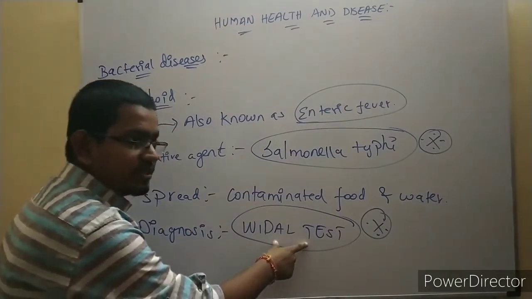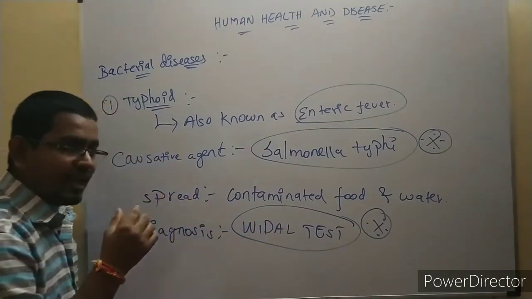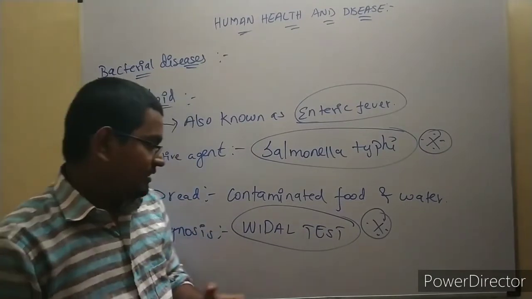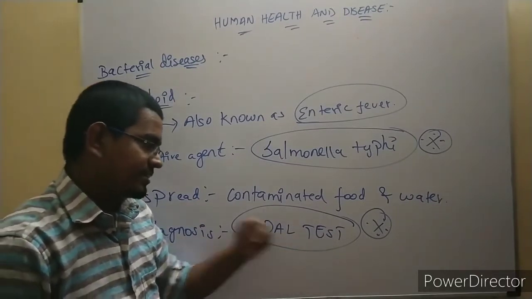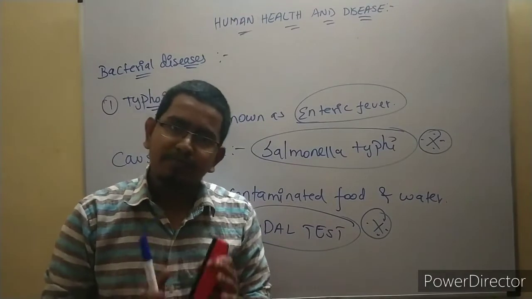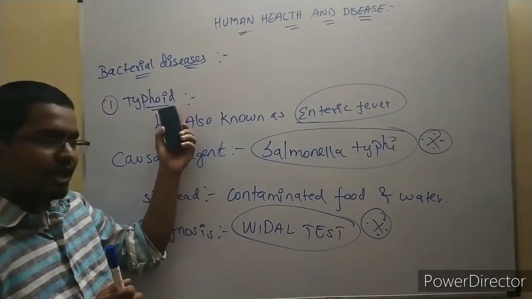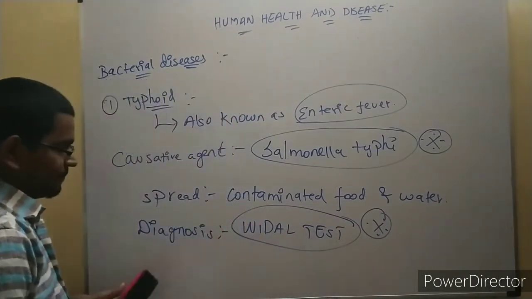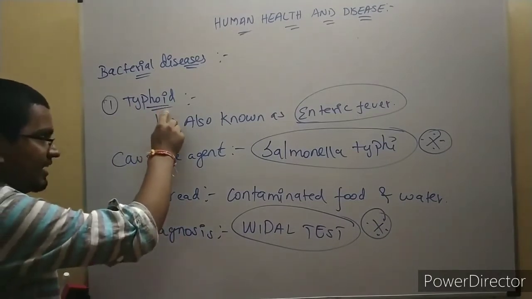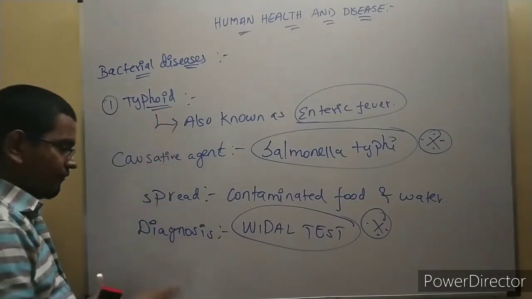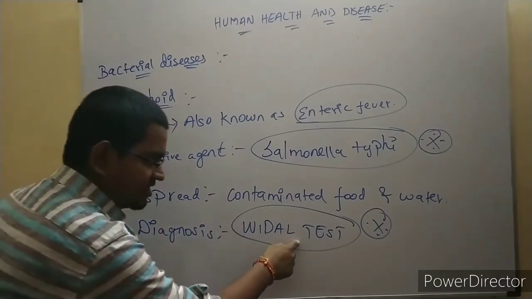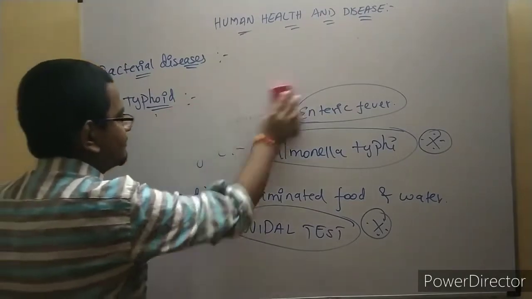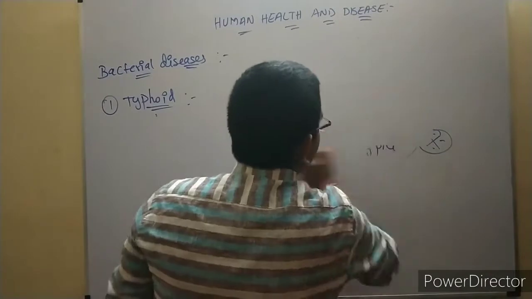If anyone is having typhoid, then we will suggest them to do this Widal test. If the Widal test report comes positive, then he is having typhoid. Otherwise, he is not having typhoid. He is just having a fever, right? So, to confirm whether this illness is exactly correct or not, we diagnose it through the test known as the Widal test, right? And what are the symptoms of typhoid? We are going to learn that now.